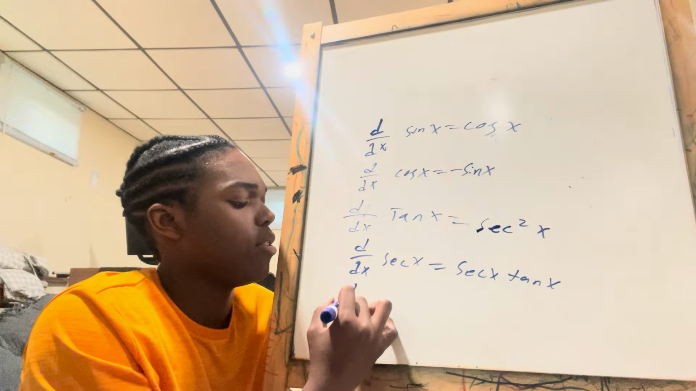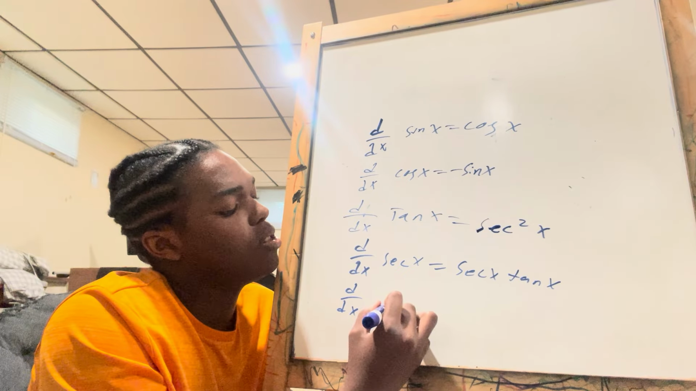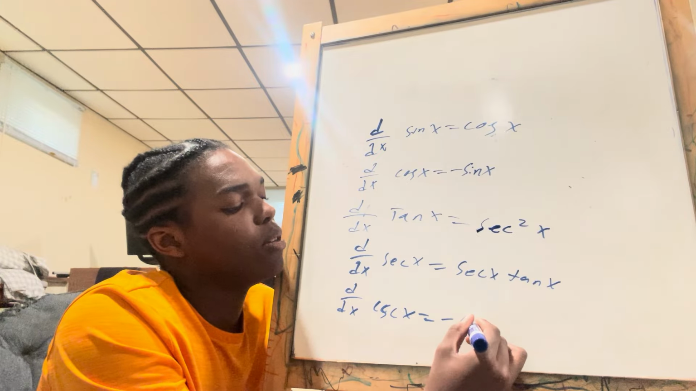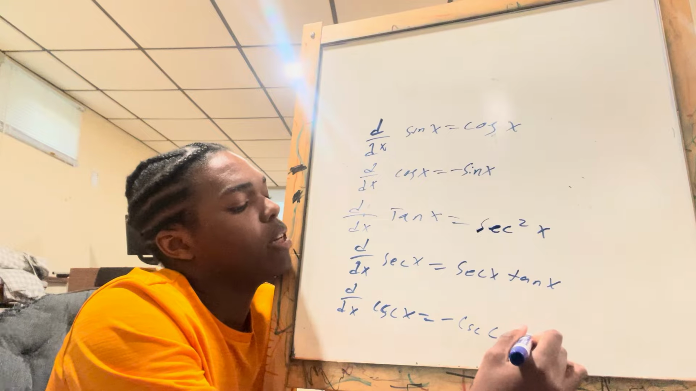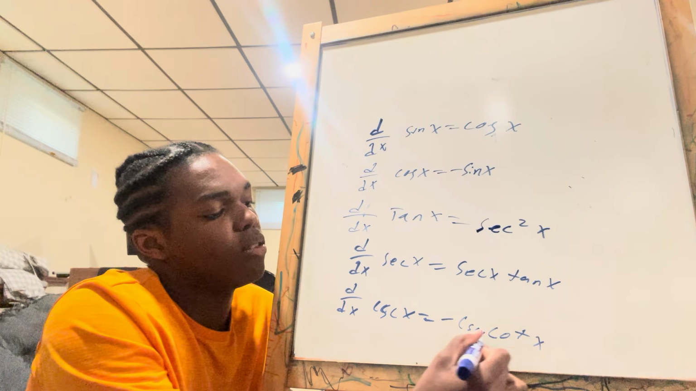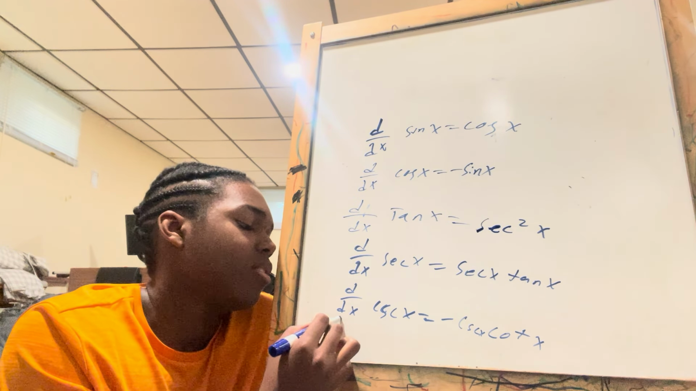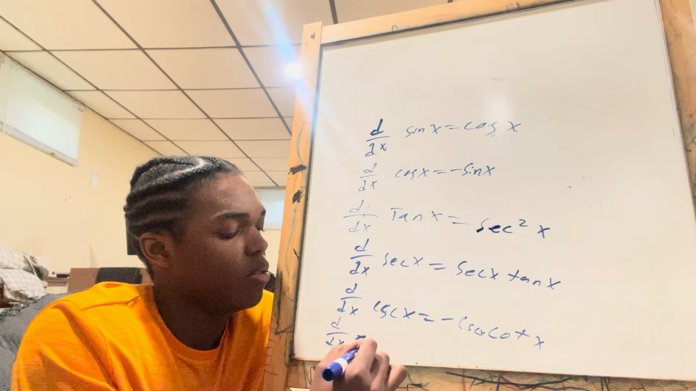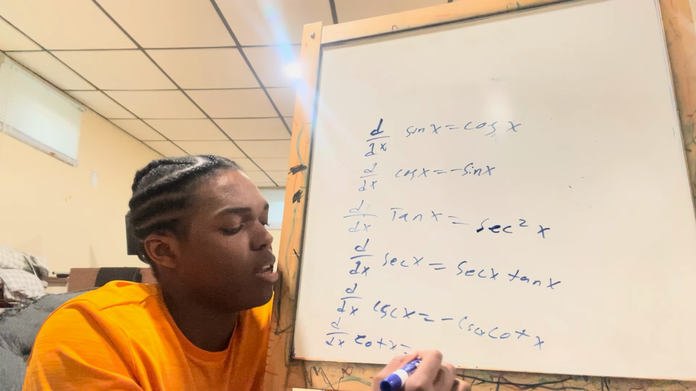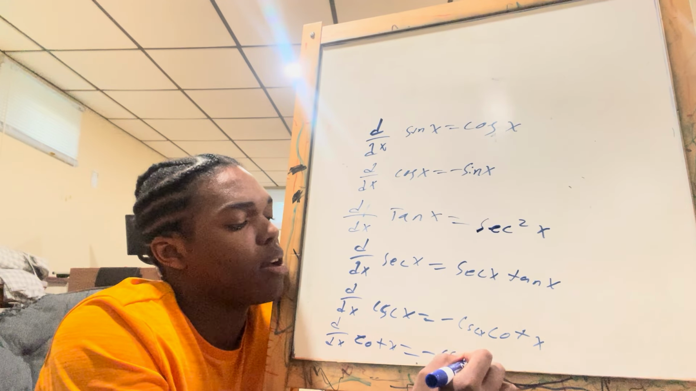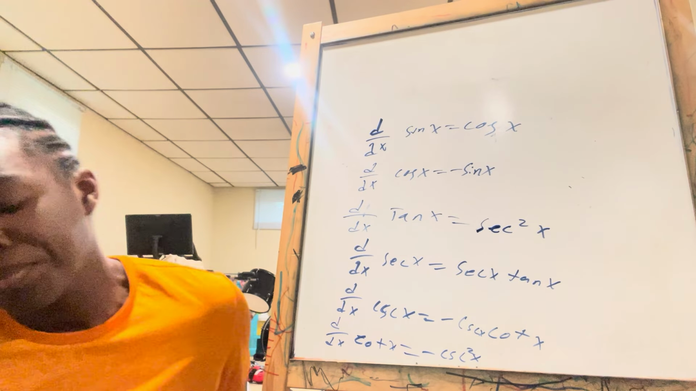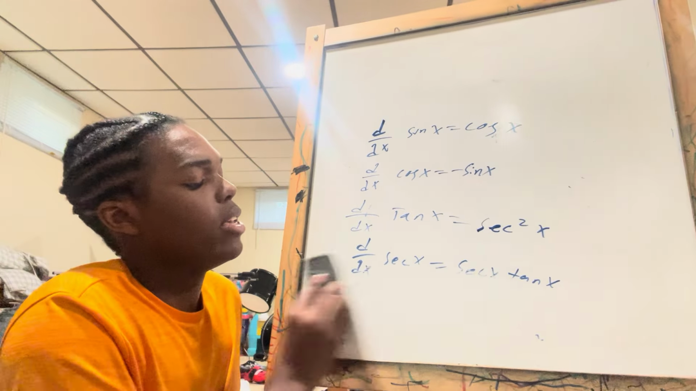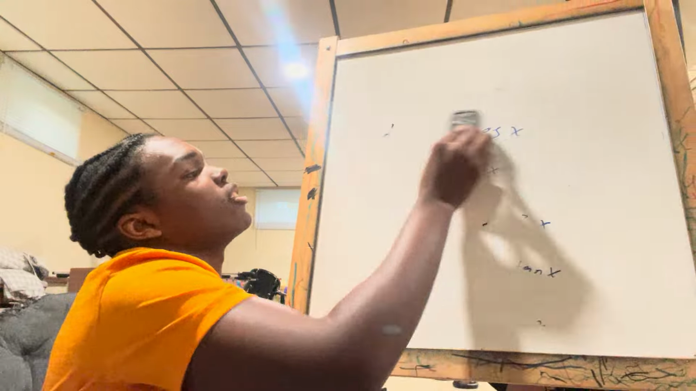The derivative with respect to cosecant x is negative cosecant x cotangent x. By the way, these both have a function inside them. And the derivative with respect to cotangent x is negative cosecant squared x. Okay, all of those.